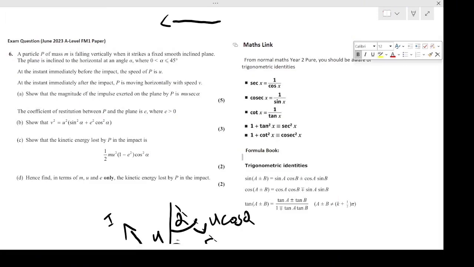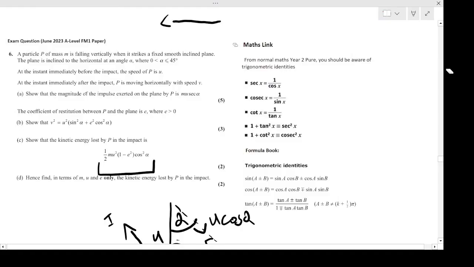Then it says in part D, hence find, in terms of mu and E only, the kinetic energy lost. Now, this is the expression for the kinetic energy lost, but it wants me to get rid of the cos. There should be no alphas, only mu and E. How am I going to get rid of cos here?